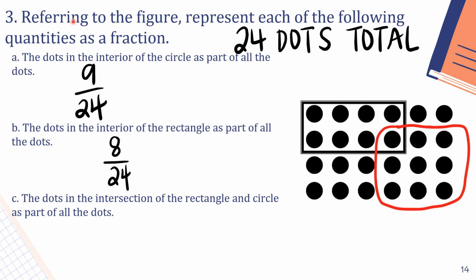And then part C says we're supposed to represent as a fraction the dots in the intersection of the rectangle and the circle as part of all the dots. So the intersection is just that one little dot right there. So the intersection is that one little dot, so there's 1/24. And just to emphasize here, this is the intersection.